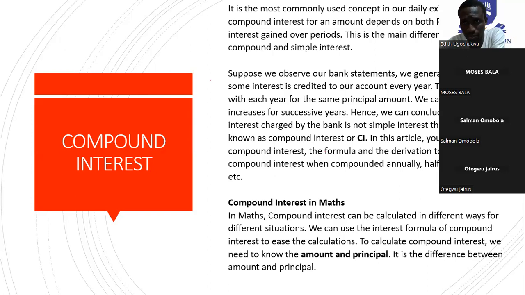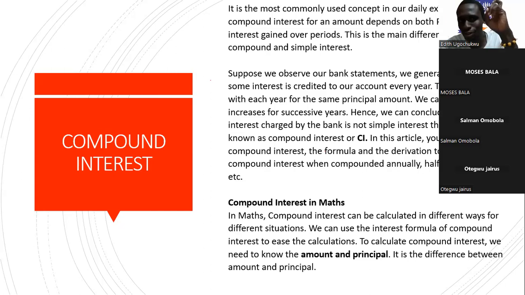Suppose we observe our bank statement. Generally we notice that some interest is credited to our account every year. I talked about banks and their customers earlier on. This interest varies with each year for the same principal amount. We can see that the interest increases for successive years. Hence, we can conclude that the interest charged by the bank is not simple interest, it's compound interest. I said it earlier on. Banks charge interest based on compound interest, because their interest is accumulated every year.